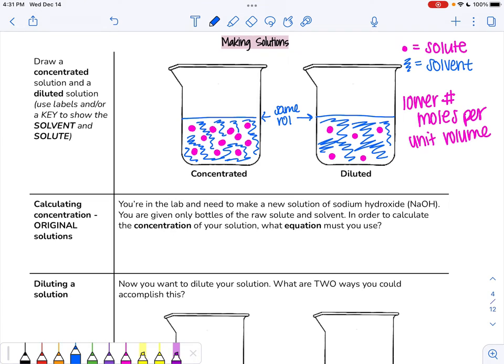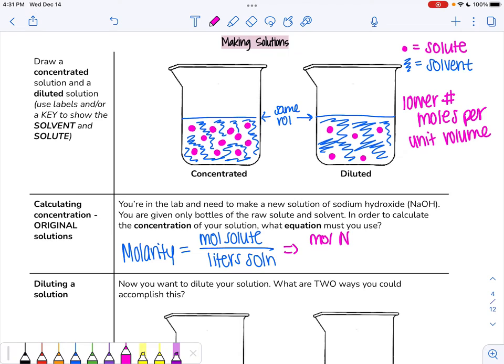What's that going to end up looking like? Well, it's going to just look like the molarity equation. So molarity, concentration, is equal to the moles of our solute divided by liters of solution. So for this example, this would be moles of our sodium hydroxide per liters of solution. And here our solution would only be coming from the solvent, which would be water.